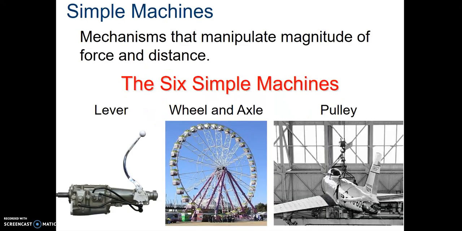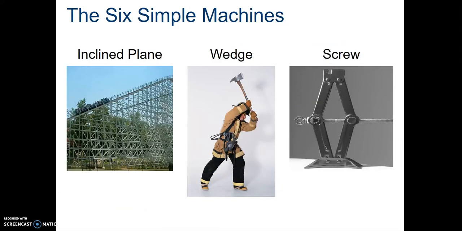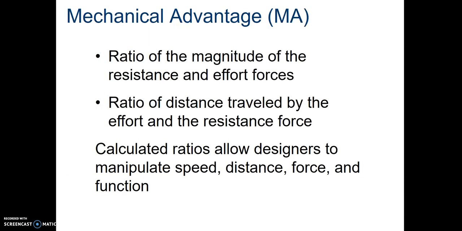There are 6 different types of simple machines. There's the lever, there's a wheel and axle and a pulley, and there's also an inclined plane, a wedge, and then a screw itself. Each one of these simple machines has a mechanical advantage, the reason why we use them and what they do inside of a system.